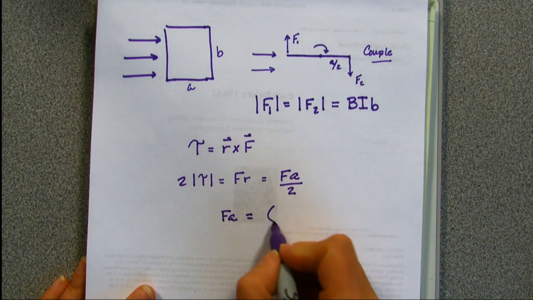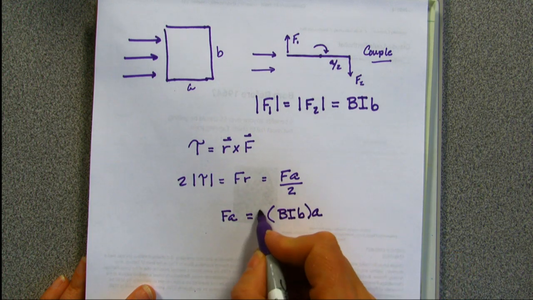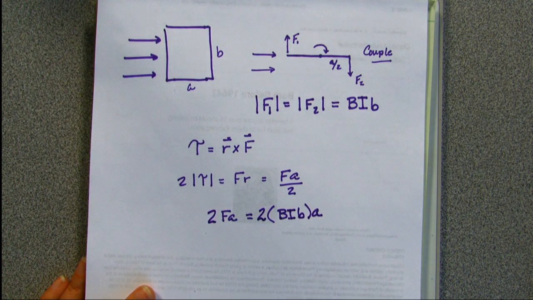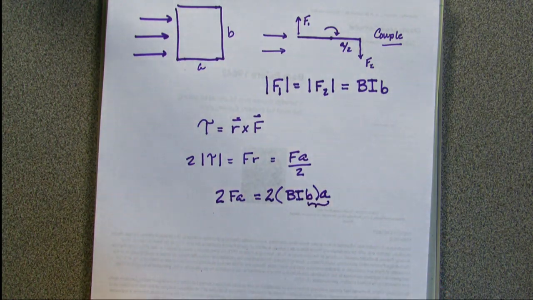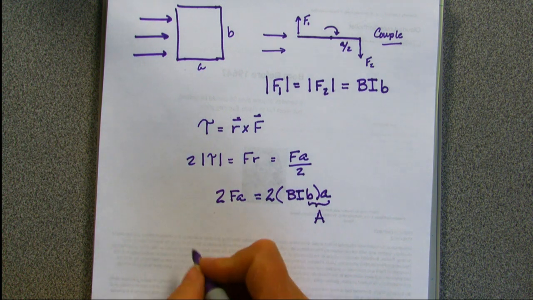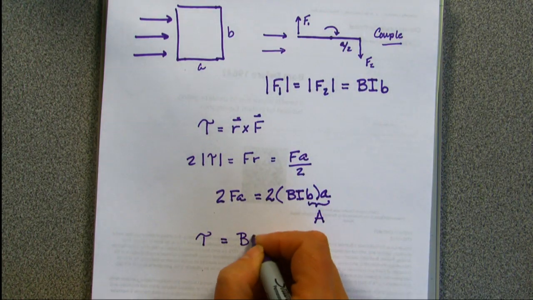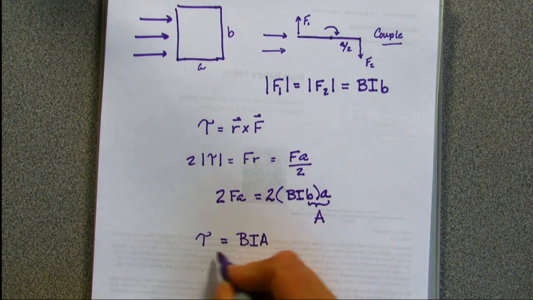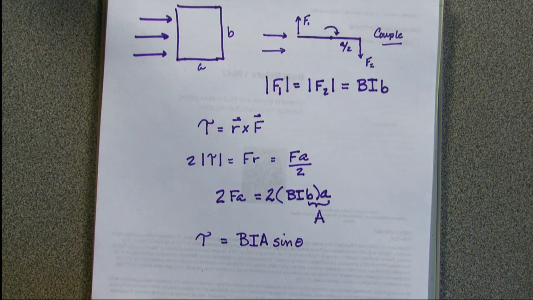So if I put in my force, which is B I times the length b, times a, and I have two of them because I have two forces that are additive, I end up with this, but b times a is the area of my loop. That's why we're judicious about picking out our loop at this point. So the torque for turning this loop is B I A, that's the maximum, and I'll have the sine of the angle as I rotate through.